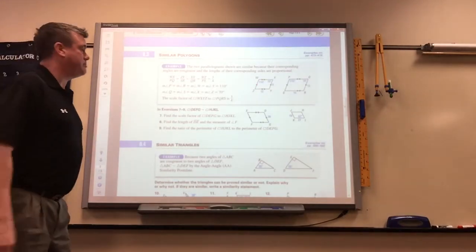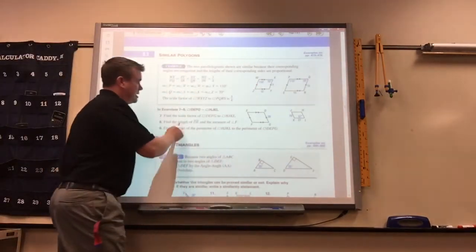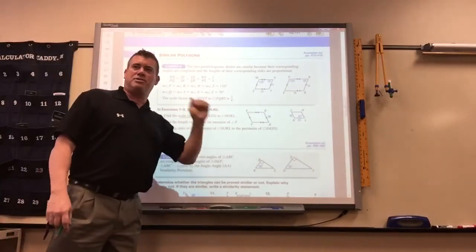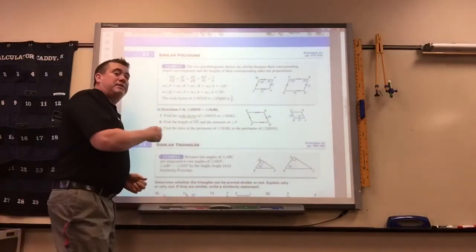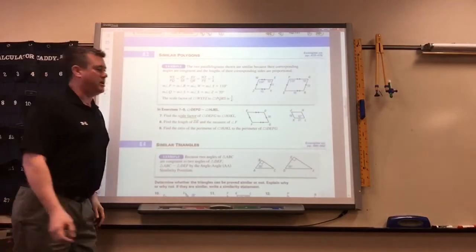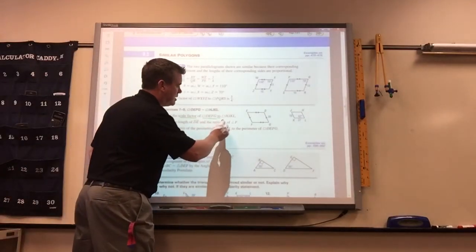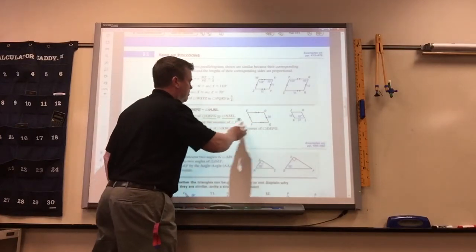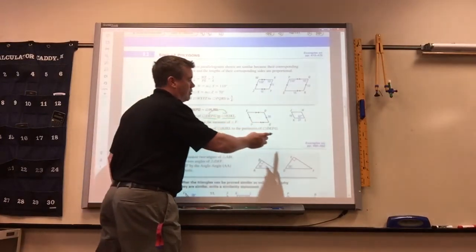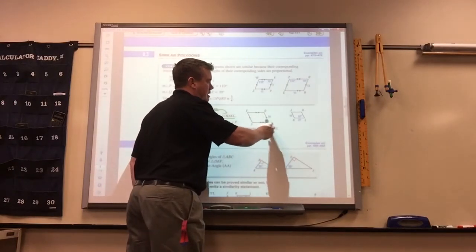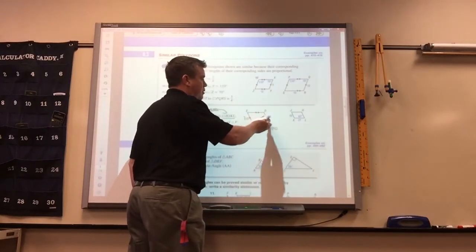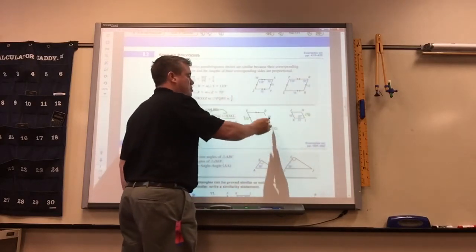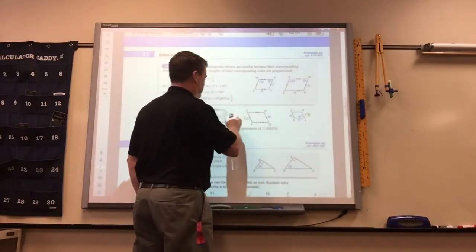Similar polygons. To find a scale factor, the scale factor is just a side over the other side. But you got to make sure you do it in the order they tell you to. Right here it tells you in order to do it. Take a side off of DEFG, which is this one, and put it over a side on the other one. So since this is a parallelogram, that would be 30. That means this would be a parallelogram also. So it's just 30 to 18.